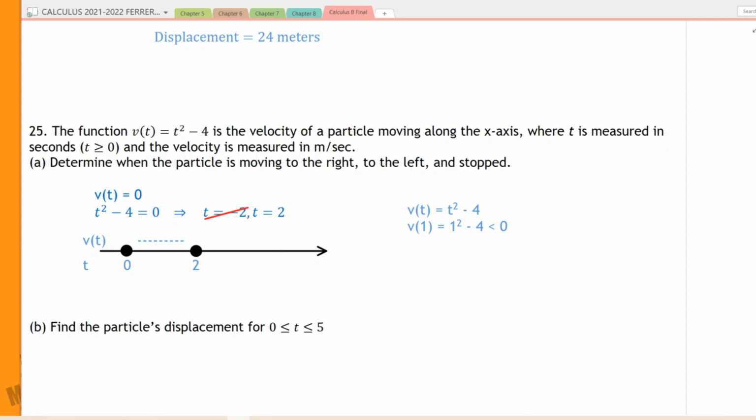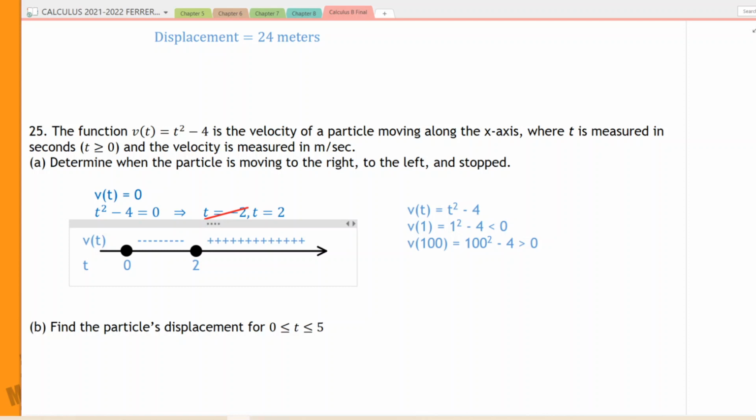Let's check at a number greater than 2. Conventional wisdom says you can use 3, but if you know me, you know I like to use a bigger number than 3 just to make the calculation easy. Let's pick 100. Remember, it doesn't really matter what the answer is. We just need to know if it's positive or negative. So with a really big number, it's really easy to tell that this is going to be a positive velocity. Okay. That completes our number line.